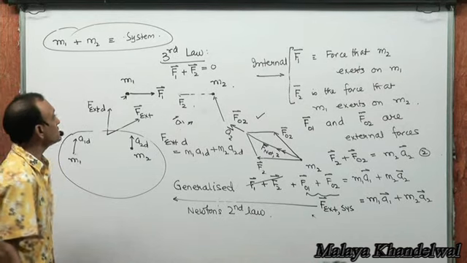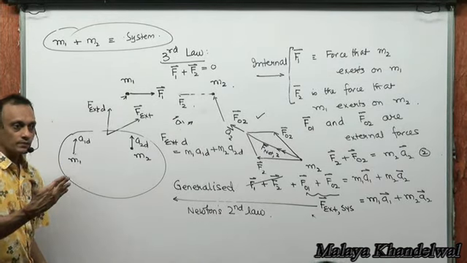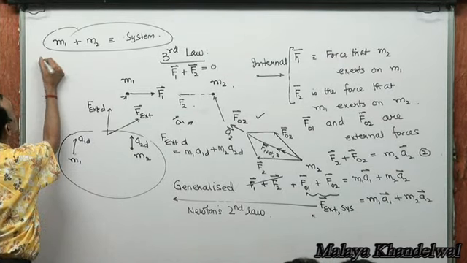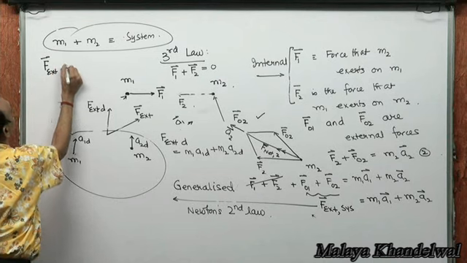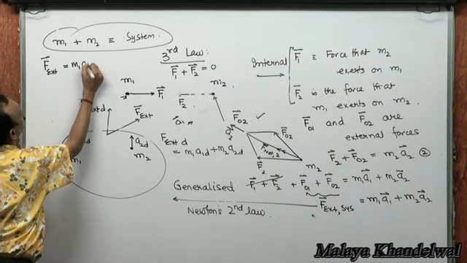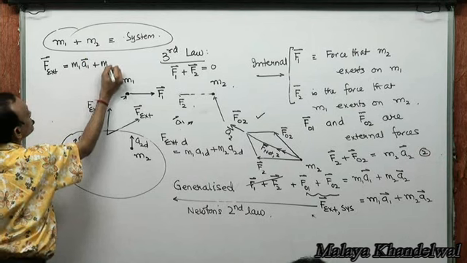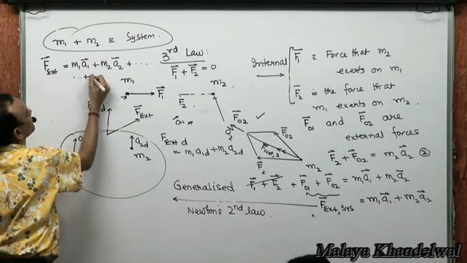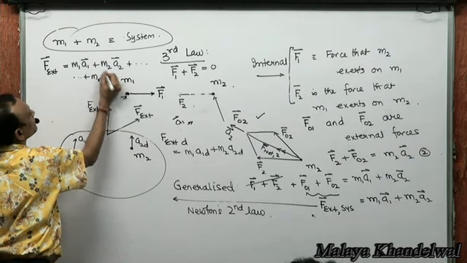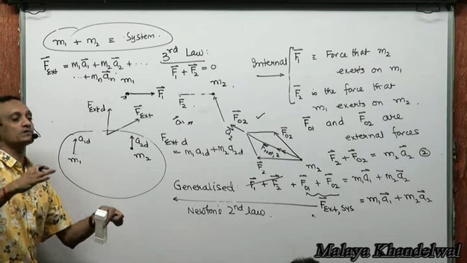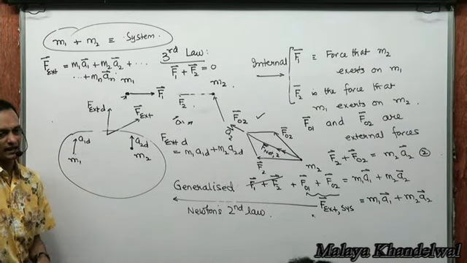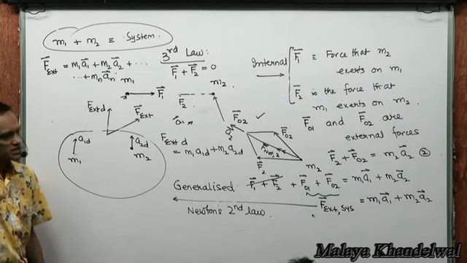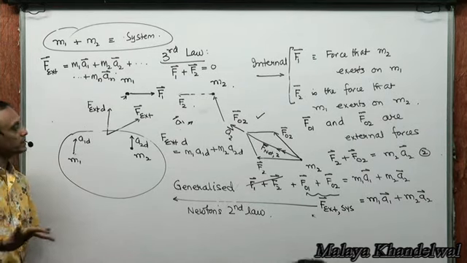And in a very general sense, there could be n particles, all mutually interacting. Then the net external force, if there were n particles, would be M1 into acceleration of M1 plus M2 into acceleration of M2 plus Mn into acceleration of Mn. That's the generalized second law for a system of n particles mutually interacting. Each pair of particles could be exerting a force on each other, but it doesn't matter. Right? All's good?